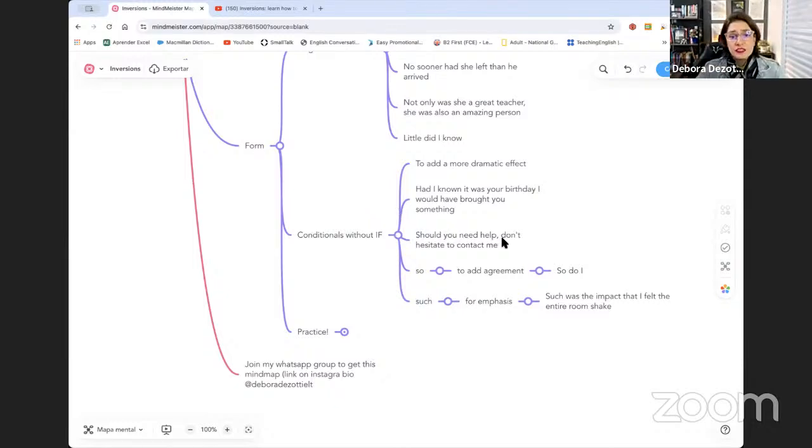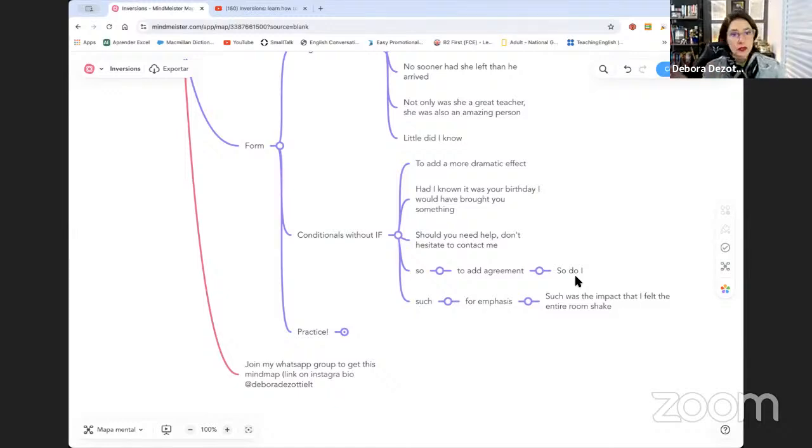We also use inversions in this very, very common structure, to add agreement. So do I. So have I. I've just finished exercising. Ooh, so have I. I really love cold weather. So do I. Right? So it's kind of an inversion as well, but used to agree.